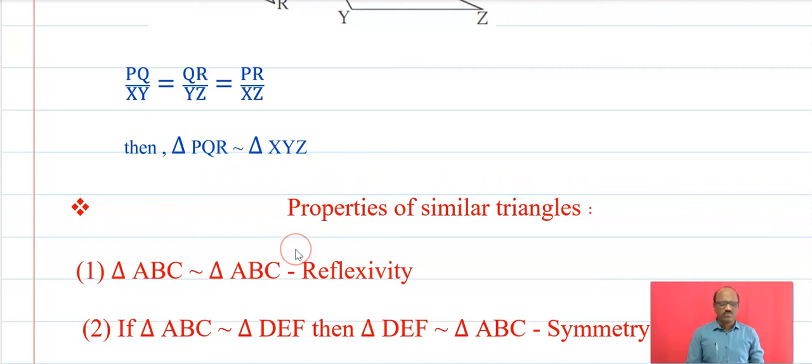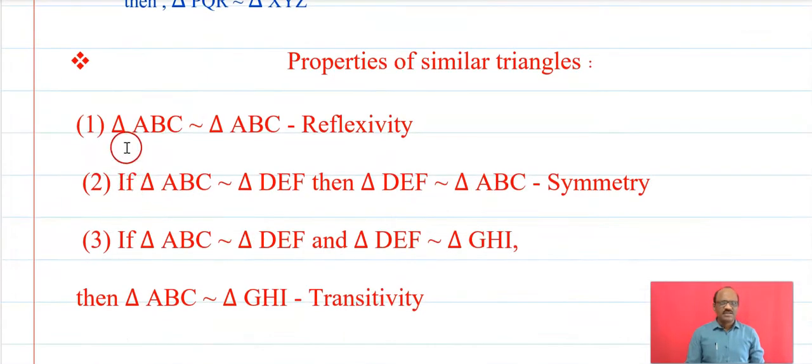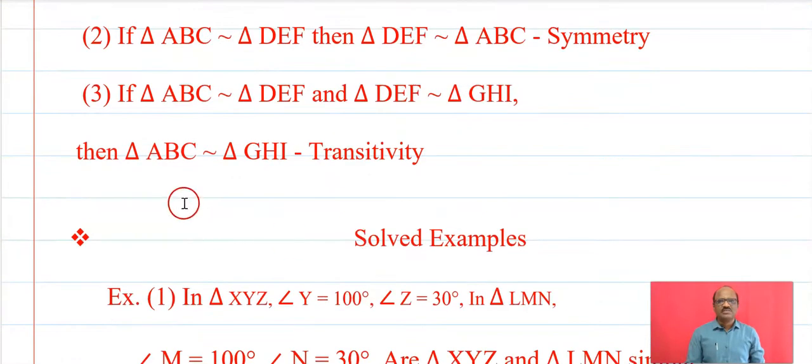Now the properties of similar triangles. Triangle ABC is similar to triangle ABC, and this is called reflexivity. If triangle ABC is similar to triangle DEF, then triangle DEF is similar to triangle ABC; this is symmetry. If triangle ABC is similar to triangle DEF and triangle DEF is similar to triangle GHI, then triangle ABC is similar to triangle GHI, and this is called transitivity.